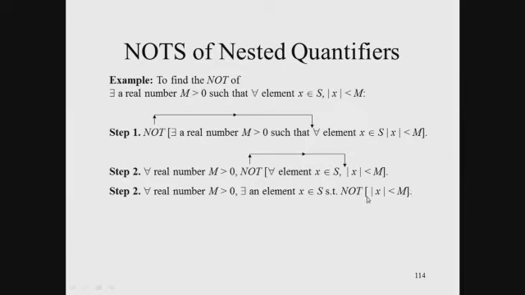And finally, since I don't see any more quantifiers, you can incorporate the word not directly into this statement. What does it mean to say that it is not true that the absolute value of x is less than m? Absolute value of x is greater than or equal to m. And this now becomes the negation of the original statement. So it doesn't matter how many quantifiers you have. The key to processing quantifiers is to work with them from left to right.